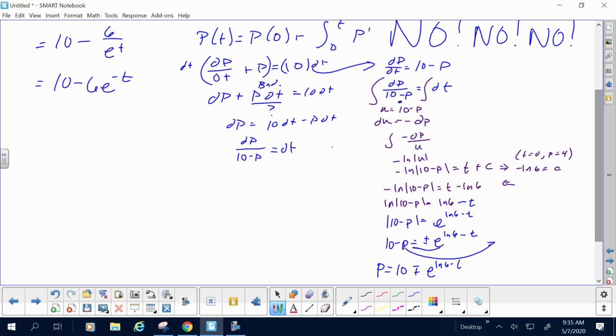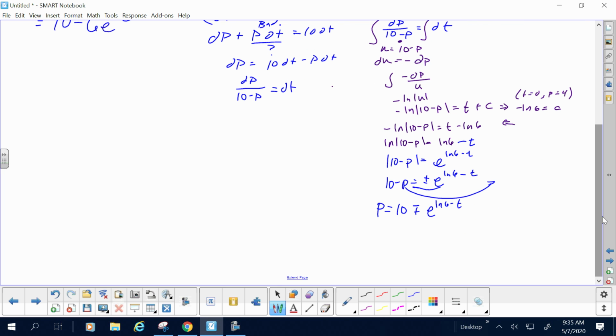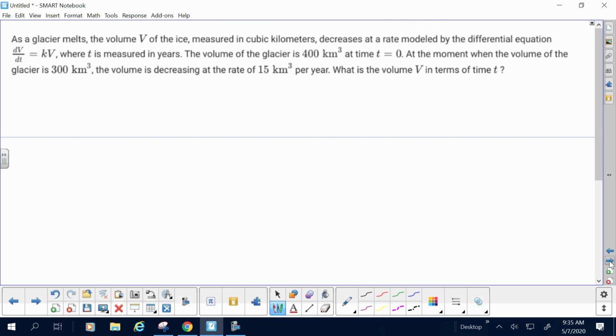And now we need to use the initial condition. At time equals 0, p is supposed to be 4. Well, if this is 0, then this becomes e to the log of 6, which is 6. The only way 10 minus plus 6 is going to be 4 is if it's minus. So we use minus, and we decide p is 10 minus e to the log of 6 minus t. All right, that's it. Let's go on to this guy. Pause and give it a go.